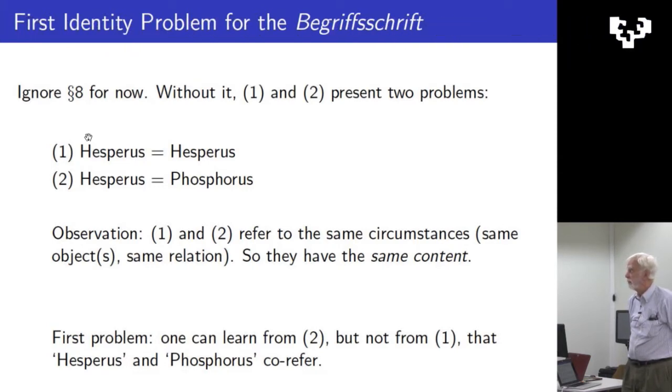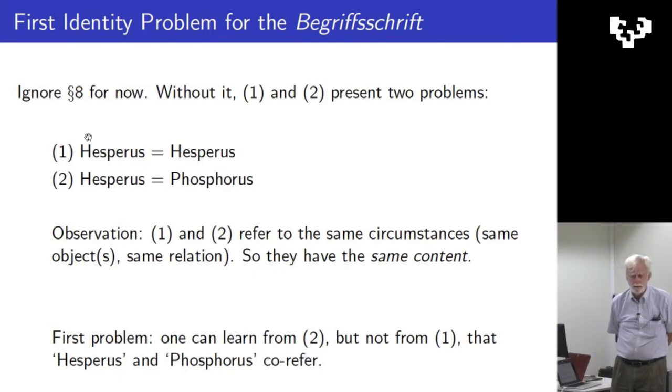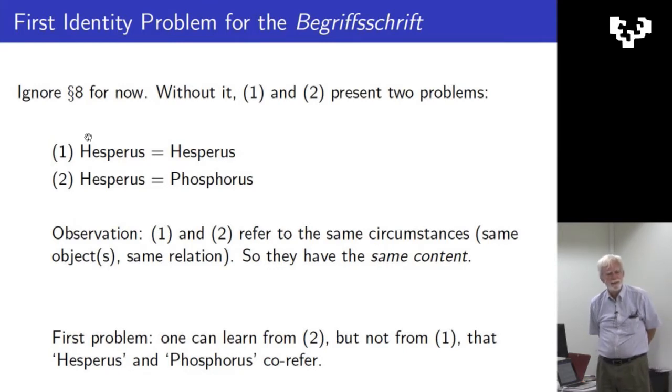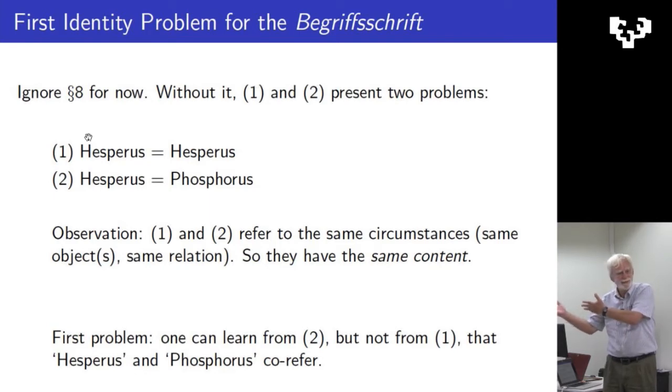But you can learn something from 2 that you can't from 1. First problem, you can learn that the names Hesperus and Phosphorus co-refer. Footnote that I decided to add to irritate David: nobody's ever solved this. Modern logic gets solved by a name, principle of substitution. You look at a sentence that's about Hesperus and Phosphorus, and then you're allowed to substitute the names, one for the other. Why? That's not what it says. Because the teacher said so.